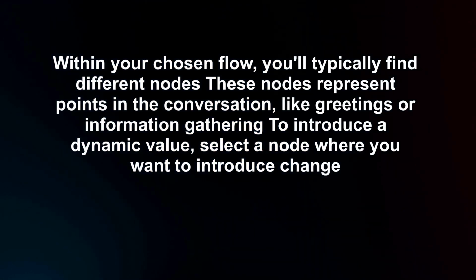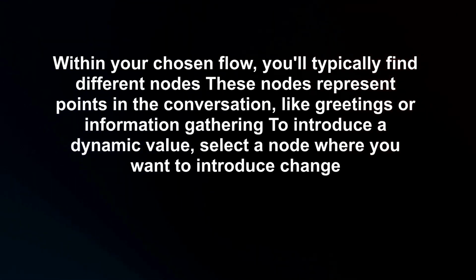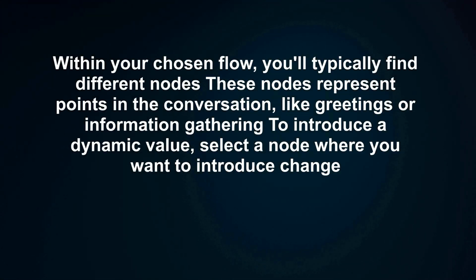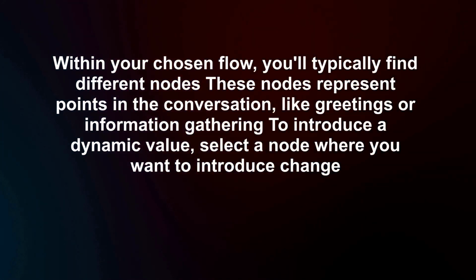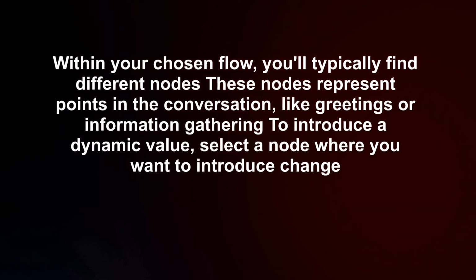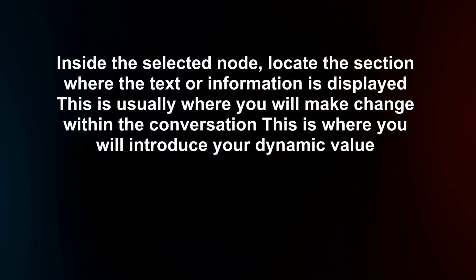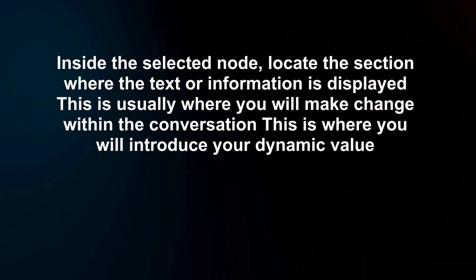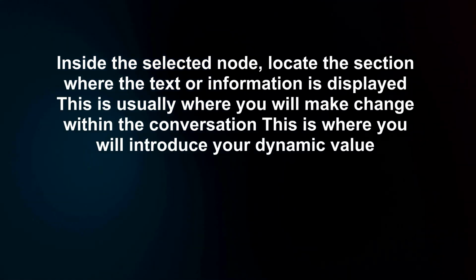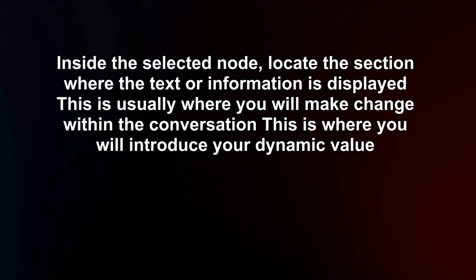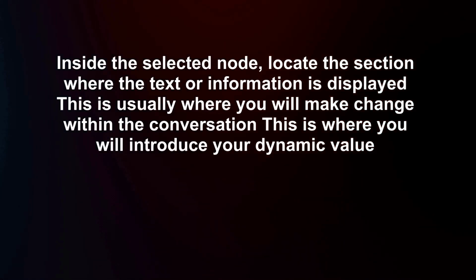Within your chosen flow, you'll typically find different nodes. These nodes represent points in the conversation, like greetings or information gathering. To introduce a dynamic value, select a node where you want to introduce change. Inside the selected node, locate the section where the text or information is displayed. This is usually where you will make changes within the conversation. This is where you will introduce your dynamic value.